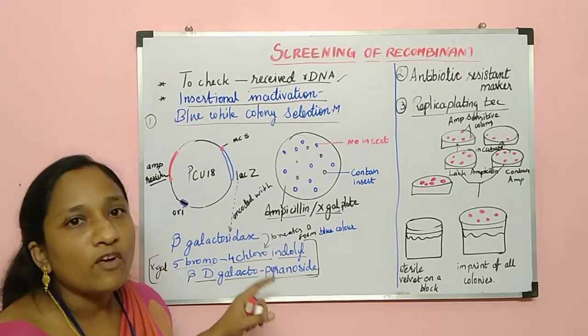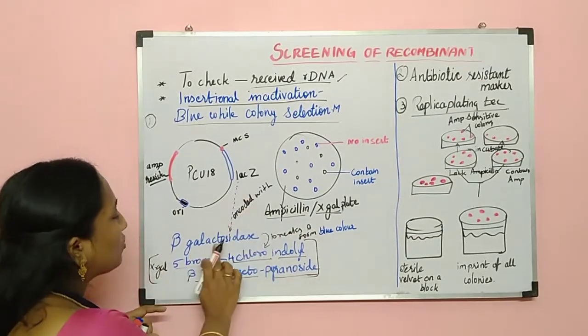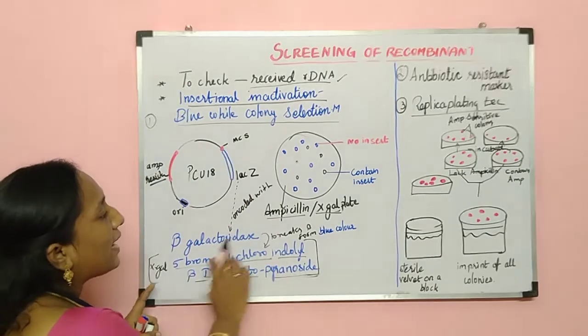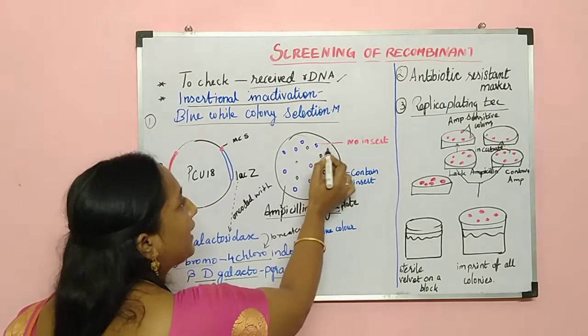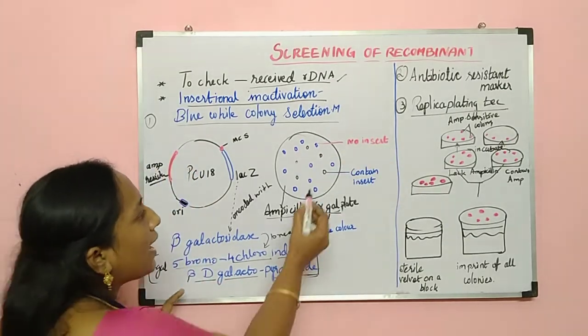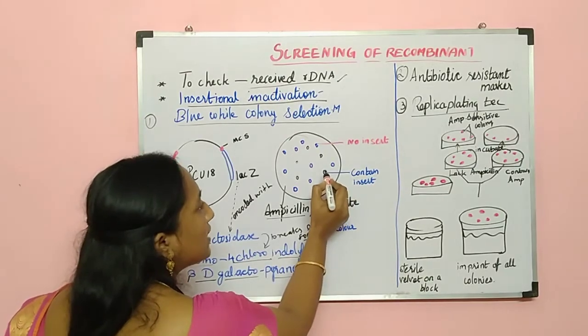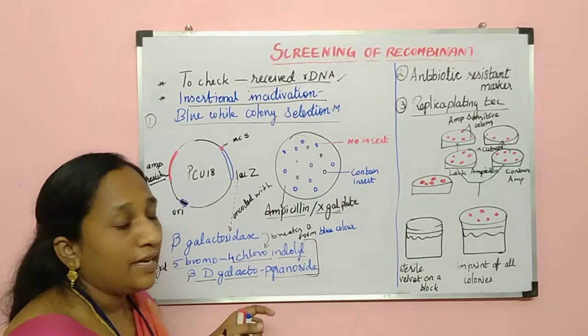In the absence of foreign DNA, the process is active. So the beta-galactosidase converts the X-gal, forming the blue color. So if blue color is formed, it indicates there is no insertion. And if the cell has the foreign DNA, it is inactive.